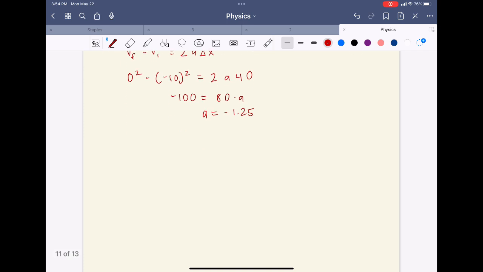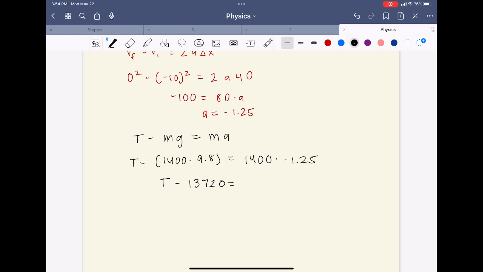And then we can go back to our force equation. So we have tension minus mg is equal to ma. And then we could plug in our numbers. Tension minus, we have 1,400 times 9.8 is equal to 1,400 times -1.25. So we have our tension is going to be minus 13720 is equal to -1750. That's a 7, not a 2. And then when we move that over, we get our tension to be 11970.